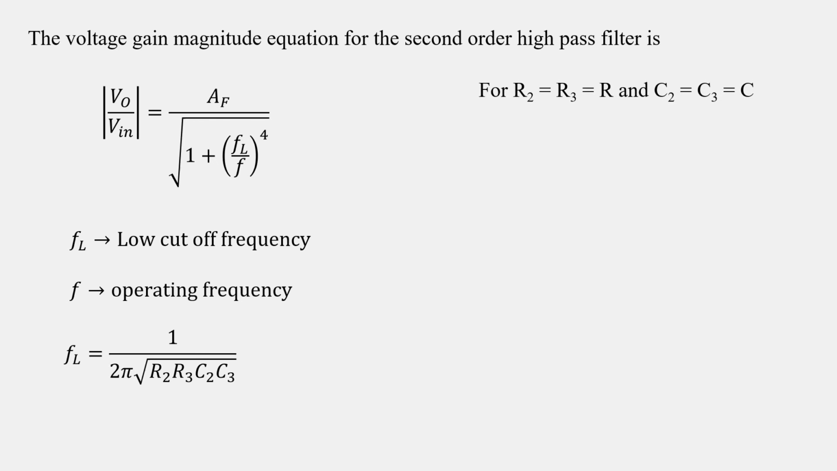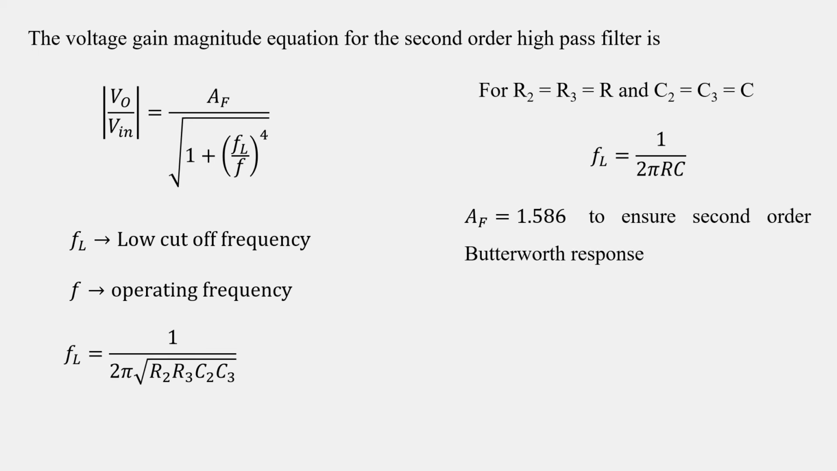Now, for simple design calculation, if we assume that R2 is equal to R3 is equal to R, and C2 is equal to C3 is equal to C, we get the lower cutoff frequency FL is equal to 1 over 2 pi R C. And for the second order Butterworth filter, to ensure the response is smooth, the gain AF should be equal to 1.586.